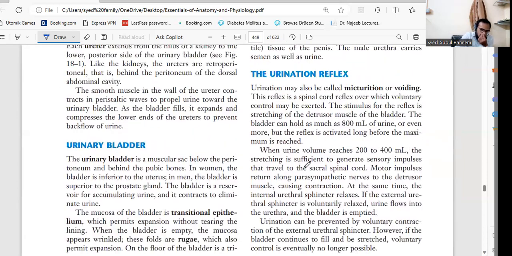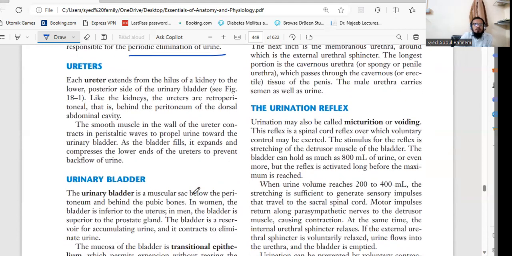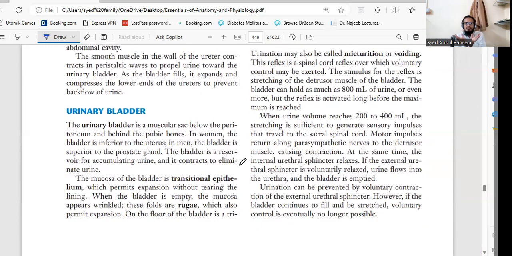Okay, let's talk about the urinary bladder. The urinary bladder is a muscular sac. It is a sac-like structure behind the pubic bone. So we have the pubic bone here, and behind the pubic bone we have the urinary bladder. In women, the bladder is inferior to the uterus, not above it. So you have the pubic bone, the uterus, and in between you have the urinary bladder. In men, it is superior to the prostate gland. The bladder is the reservoir for accumulating urine. It will collect the urine, and whenever the bladder is full, it will contract and eliminate the urine.